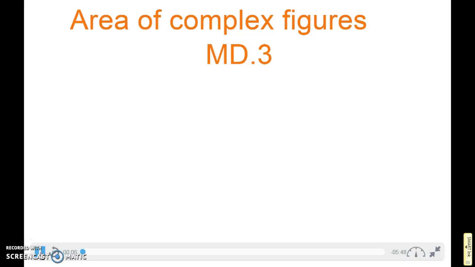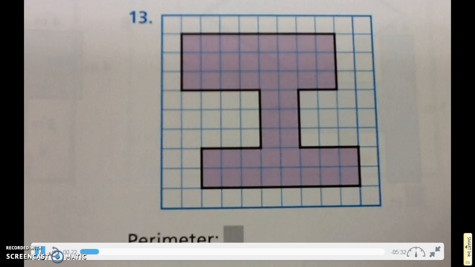We worked on the area of complex figures in class today. So I'm going to show you one example, again, of how to find the area of a complex figure and the perimeter, and then I'm going to give you an example that you will need to have tomorrow for class.